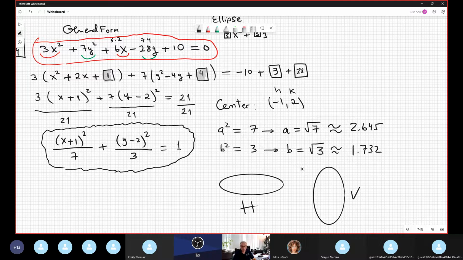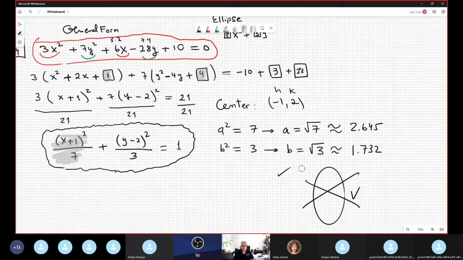Horizontal. Emily did say horizontal. The reason is horizontal like that. This is wrong, because the bigger number, 7, is somehow associated with the y. Okay? Now I need to compute the rest of the information, the foci. And we are ready to put together everything in decimals.